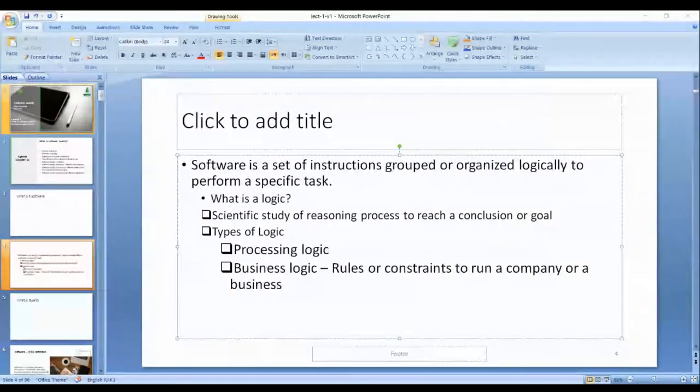For example, quantity 1 must be greater than, yes, very good. For example, hiring of an employee or firing of an employee. No problem. Hiring or firing of an employee.